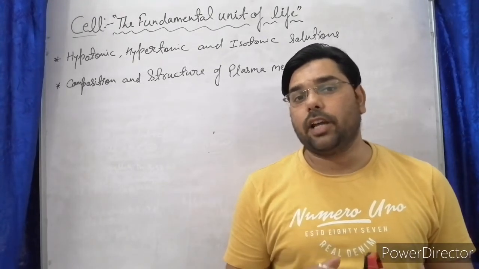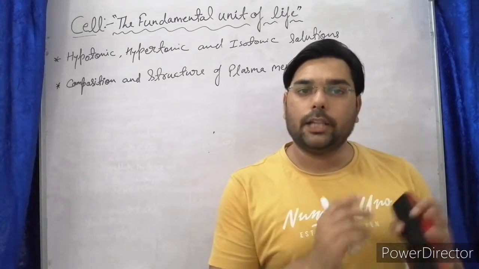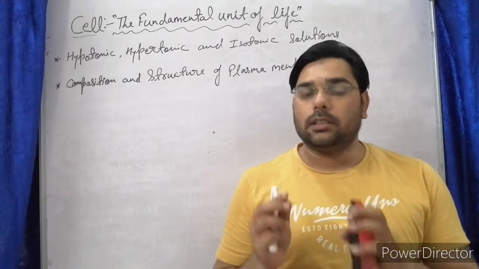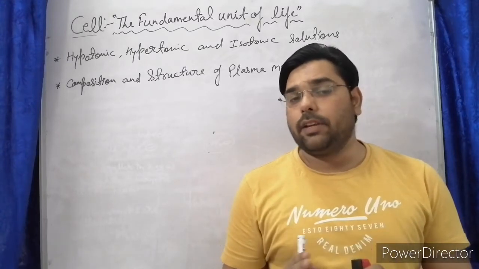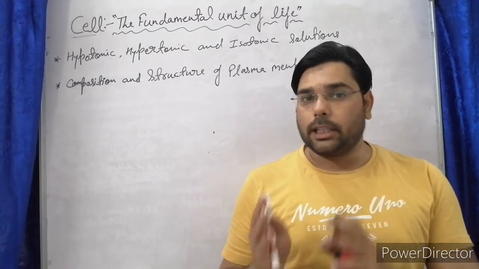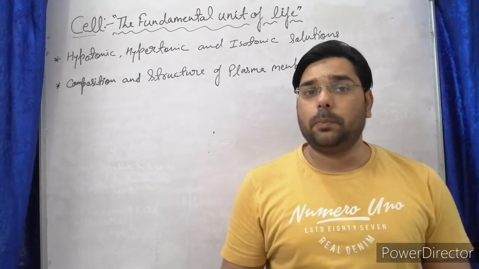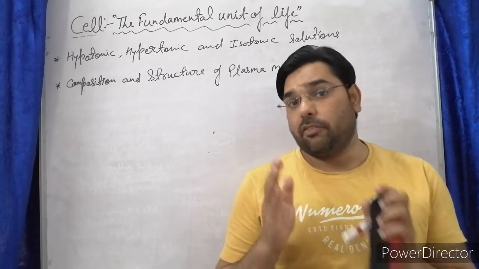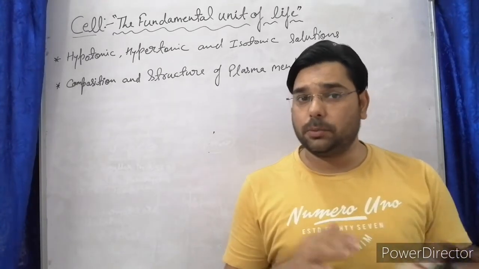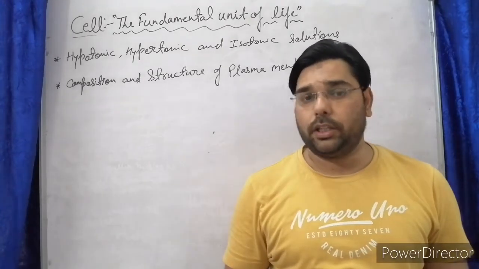Students, in this session we are going to discuss hypotonic, hypertonic and isotonic solutions and the structure and composition of the plasma membrane. As we have discussed, the transportation of substances into and out of the cell takes place by the process called diffusion or osmosis. We have also discussed the difference between diffusion and osmosis. So students, what is a hypotonic solution?